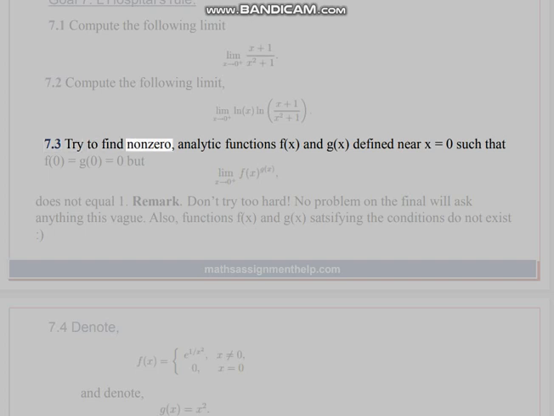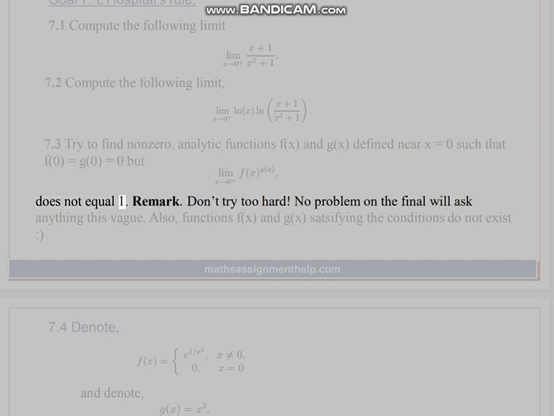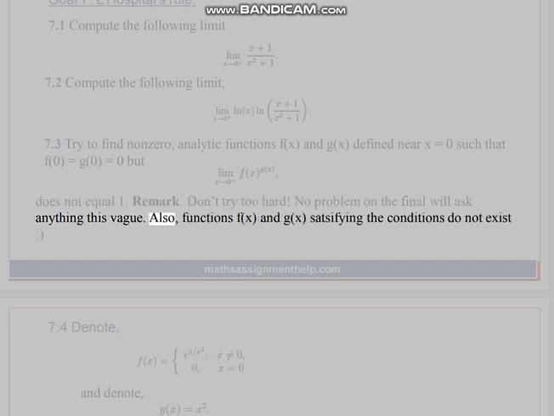Try to find non-zero analytic functions f(x) and g(x) defined near x equals 0 such that f(0) equals g(0) equals 0 but the limit does not equal 1. Remark: don't try too hard. No problem on the final will ask anything this vague. Also, functions f(x) and g(x) satisfying the conditions do not exist, smiley face.